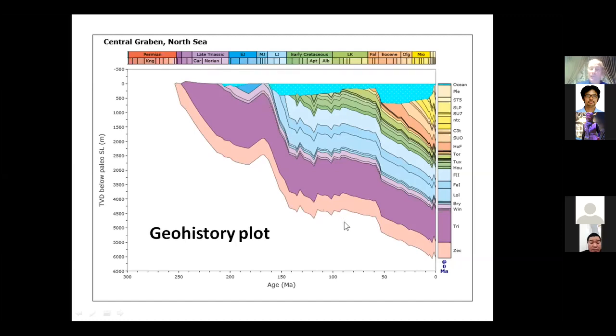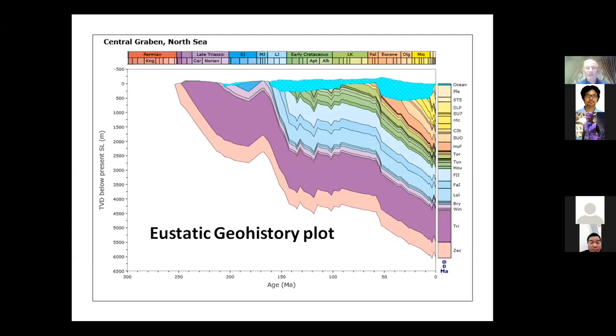And Van Hinte was smart enough to intuitively realize that this was potentially powerful, but he didn't have an ongoing interest in maturity modeling. And unfortunately, no one in the field of maturity modeling at that time really understood very much about what to do with all these wonderful data. And so geohistory plots languished without much attention for quite a long time.